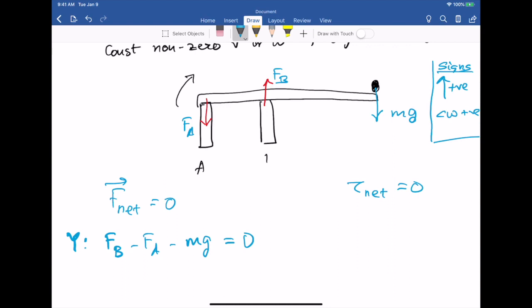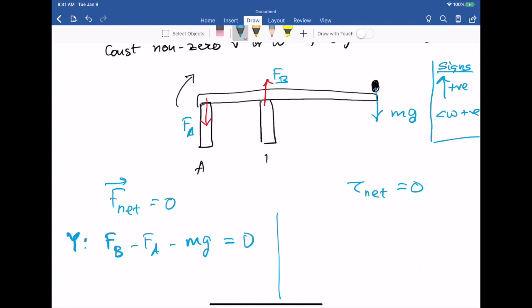Let's choose, so we have two unknowns here, Fp and Fa. So we cannot use this equation to solve for Fa. So clearly we need one more equation. That might come from net torque equals 0. Let's give it a try.